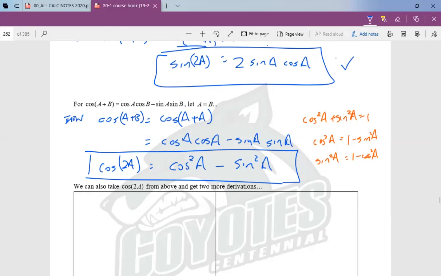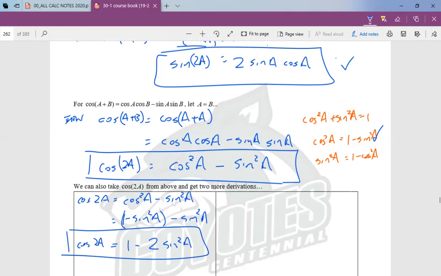So if we take cos 2A, our rule says that's equal to cos squared A minus sine squared A. Let's do this one first: let's replace cos squared A with 1 minus sine squared A. Then we're subtracting sine squared A, and we end up with 1 minus 2 sine squared A. This ends up being part 2 of our cosine double angle: 1 minus 2 sine squared A.